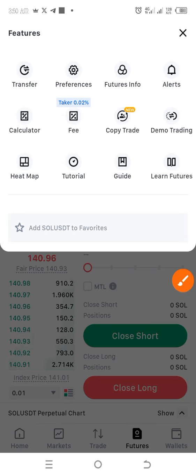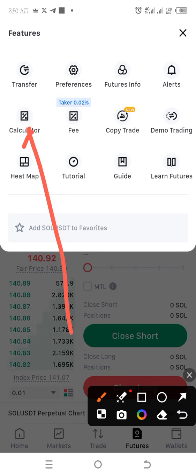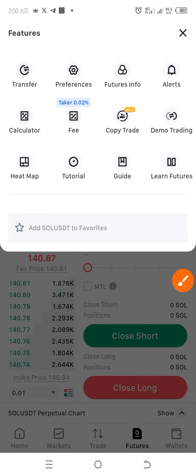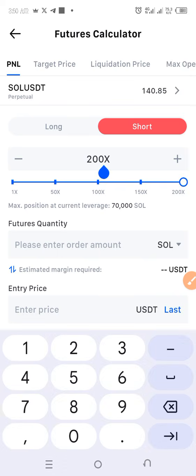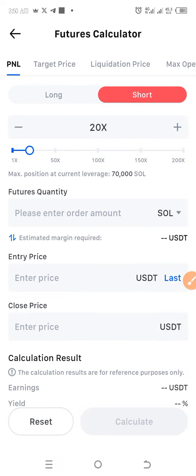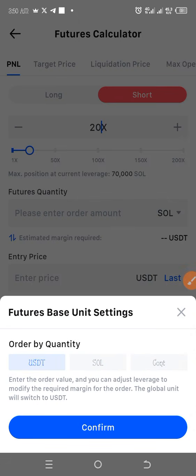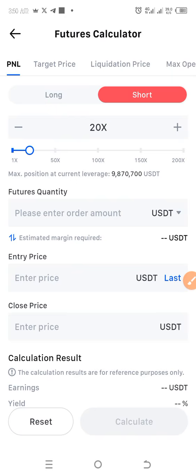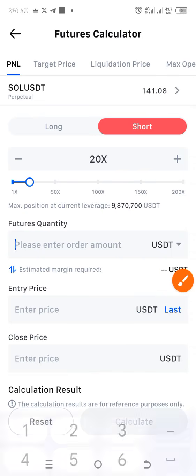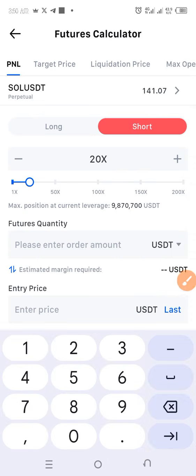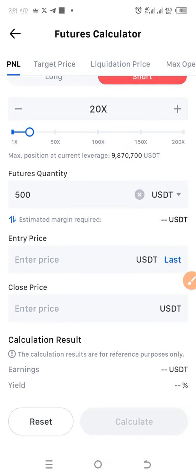So let's quickly do the math. Here is the calculator. Here you click on the calculator, and remember we are coming to short. This is the leverage. Let's say we use 20x. You just pay very close attention. The price as at then, let's use USDT, since we are using USDT under the Solana. Let's say we are using maybe 500. We are using 500 to trade, and this is the entry price.